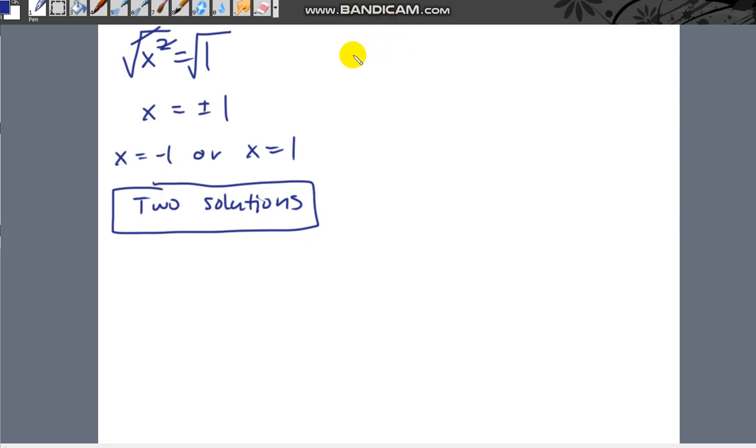If I gave you something like x squared equals 0, I take the square root of both sides. The square root cancels with the square, and we get x equals the square root of 0, which is just 0.